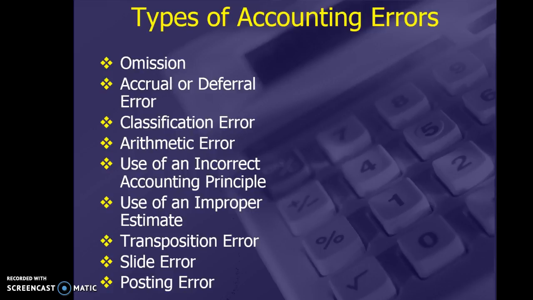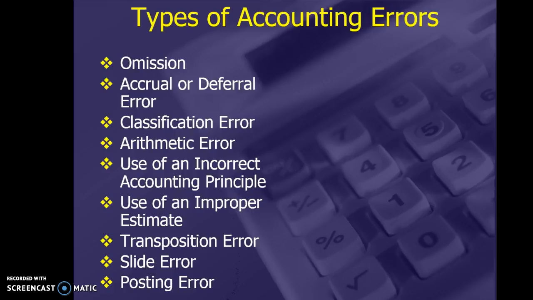Transposition error is an error where you recorded a number, but you switched the places of two digits within that number. For example, if you had to record the number 167, but you instead recorded 176, you switched the position of the 6 and the 7, which changes the amount and the value of the transaction. So that's called a transposition error. We're going to look into those further.